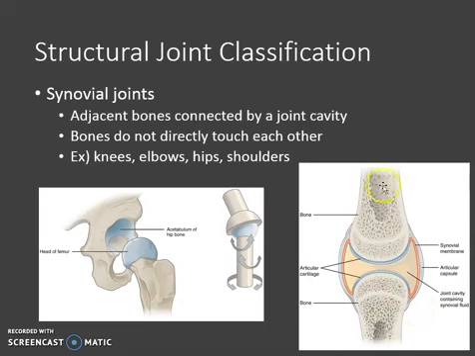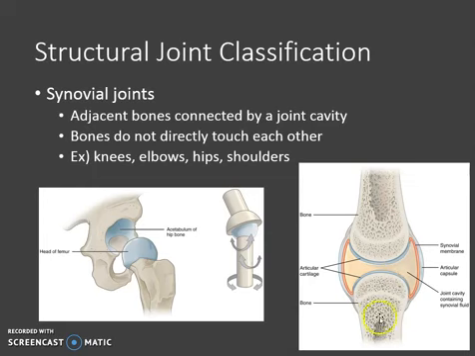So let's pretend like this is the femur and this is the tibia. Notice how the edges of the bones each have articular cartilage for protection, but they're also not touching each other. There is this fibrous capsule that is surrounding this joint, and within that fibrous capsule is synovial fluid. That synovial fluid acts like a shock absorber, and it also helps to lubricate the joint so that the bones aren't rubbing against each other and causing friction and wear and tear.